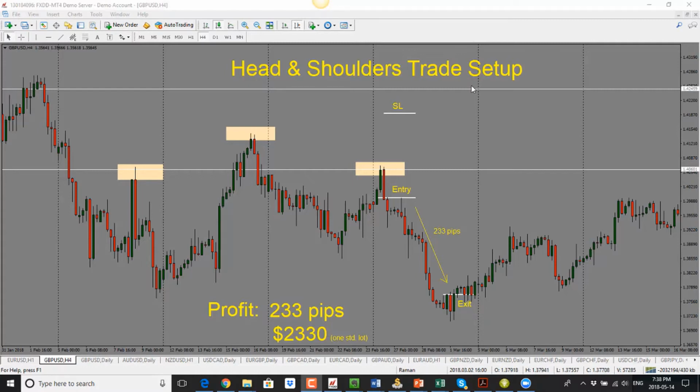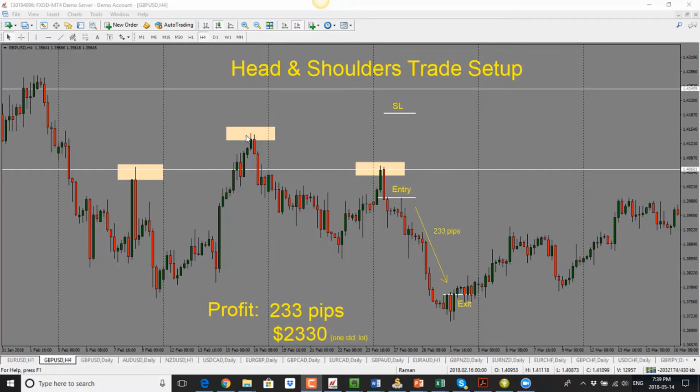So just to recap, a head and shoulders trade setup is a bearish reversal pattern. We are looking for price to drop from there. In a head and shoulders trade setup, we have three different points that we're looking for. We have a head at the middle, we have left shoulder and right shoulder. Once we get the head and the left shoulder, we are waiting for the right shoulder to form. And once we get a reversal pattern here on the right shoulder, we enter the trade short.